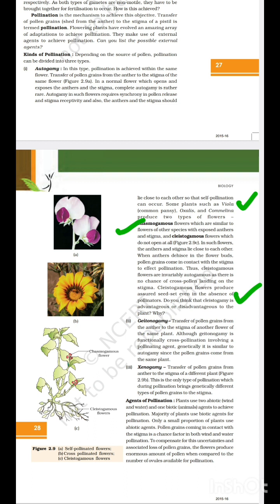Then geitonogamy, transfer of pollen grains from the anther to the stigma of another flower of the same plant. Geitonogamy is functionally cross pollination involving a pollinating agent, but genetically it is similar to autogamy since the pollen grains come from the same plant. Then xenogamy, transfer of pollen grains from the anther to the stigma of a different plant. This is the only type of pollination which brings genetically different types of pollen grains to the stigma.